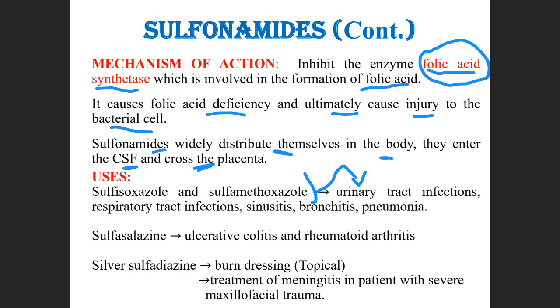Respiratory tract infection, where the patient has problems with the respiratory tract. Sinusitis, in the case of sinus, where there is a blockage of the nasal cavity and the patient has difficulty breathing and a heavy head. And bronchitis, and pneumonia. So it is used in upper respiratory tract infection and lower respiratory tract infection. What is pneumonia? Pneumonia is a liquid accumulation in the lungs. In this type of condition, sulfisoxazole and sulfamethoxazole type drugs are given to the patient to overcome these infections.